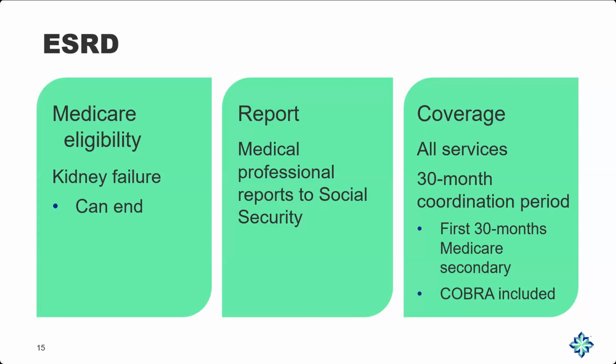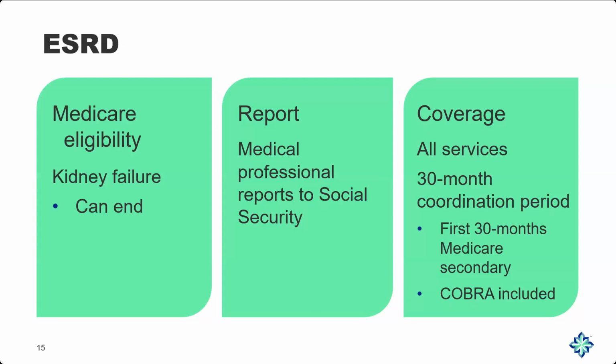What it is about is the coordination period. And you can see in the last one, it says covered for all services, not just about the end-stage renal disease stuff, but all services, and that it has a 30-month coordination period. What that means is during the first 30 months of eligibility, Medicare is secondary and the employer group health plan is primary. Once that 30-month passes, then it switches and Medicare becomes primary and the employer group health plan becomes secondary. So it's 30 months. It has to be 30 months.